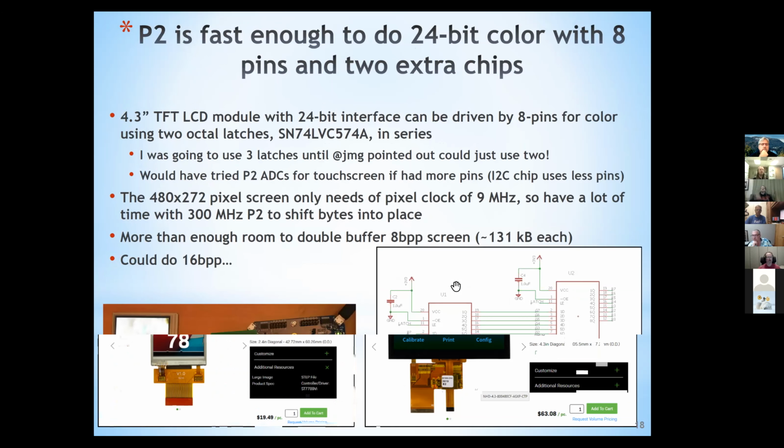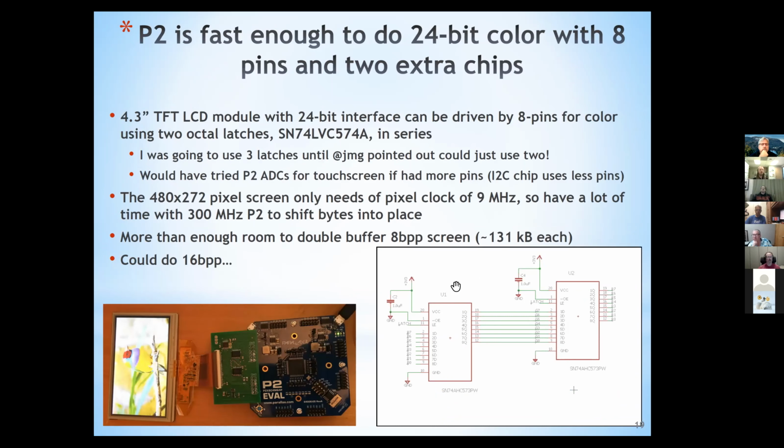So the one kind of nice thing we're able to show is that instead of 24 pins, which we could do but maybe you don't want to, the P2 is fast enough. You can actually get 24-bit colors with only 8 pins using some external chips.